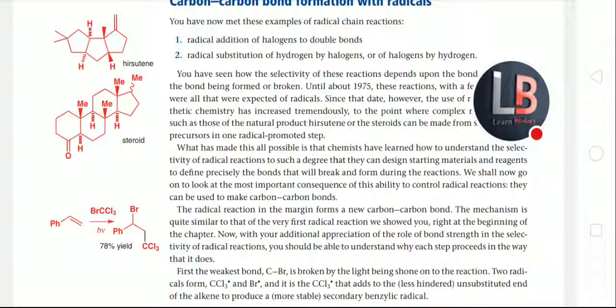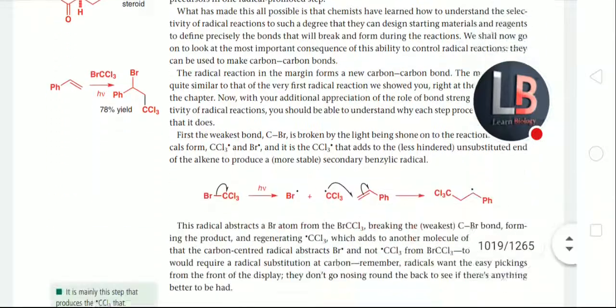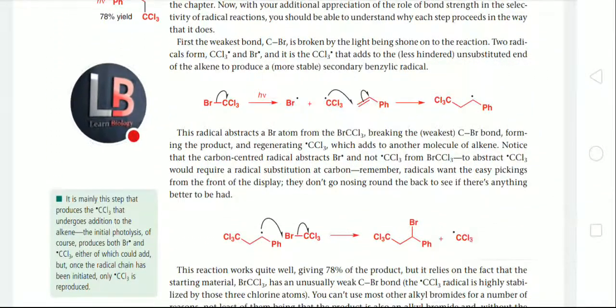First, the weakest bond, C-Br, is broken by the light being shone onto the reaction. The two radicals formed are the CCl3 radical and the Br radical, and it is the CCl3 radical that adds to the less hindered unsubstituted end of the alkene to produce a more stable secondary benzylic radical. This radical abstracts the bromine atom from BrCCl3, breaking the weakest C-Br bond, forming the product and regenerating the CCl3 free radical, which adds to another molecule of alkene.